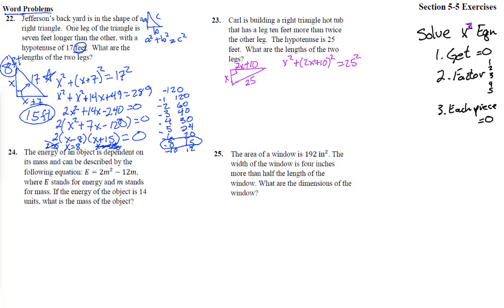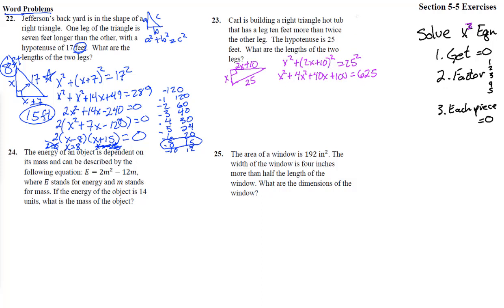We've got to multiply this out: x squared plus, that's going to be 4x squared, plus 2 times 10 is 20 times 2 is 40x, plus 100, equals 25 squared, which is 625. Wow, that's huge.